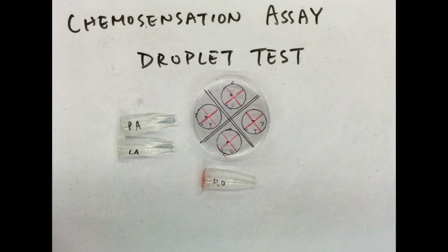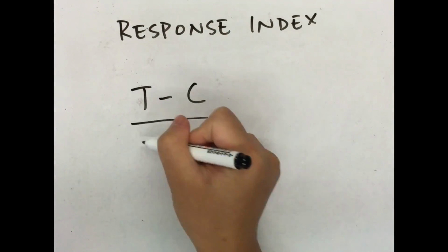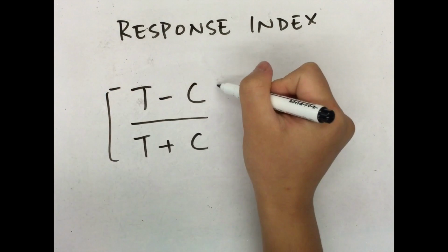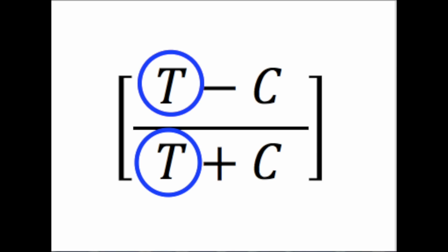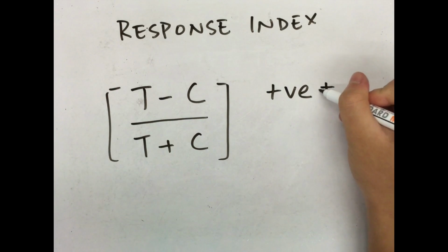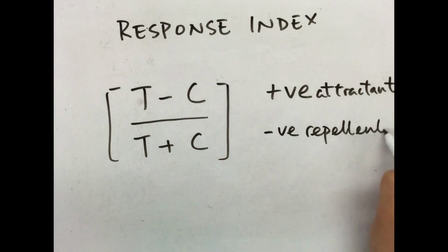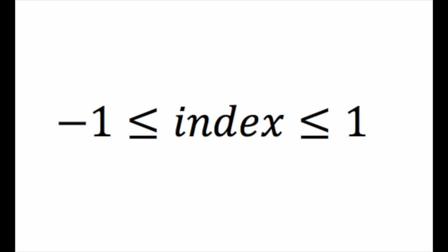The worms are going to move to different areas in the next 30 minutes, and we are going to count the numbers then. The response index is calculated by T minus C over T plus C, where T is the total number of worms in the T areas and C is that in the C areas. So a positive index indicates an attractant, while a negative sign indicates a repellent. The index must lie between -1 and 1.